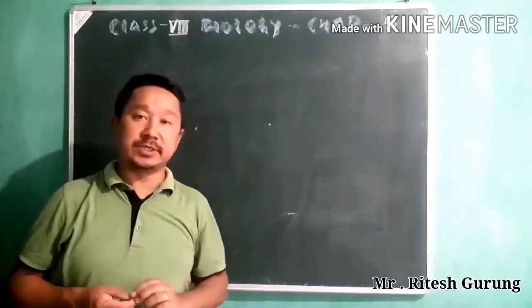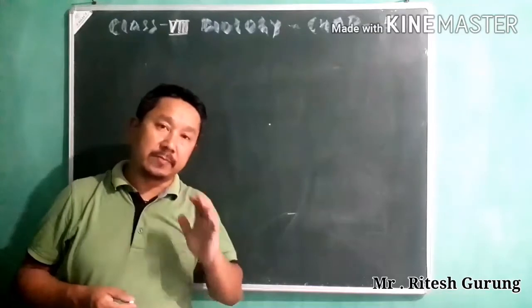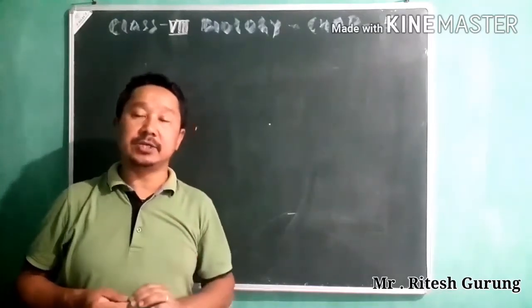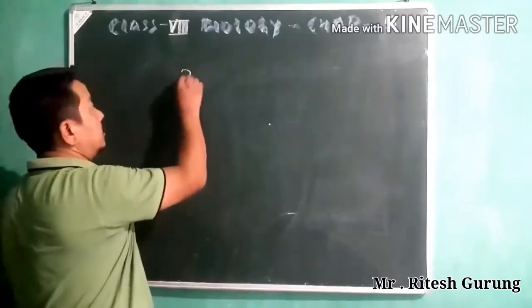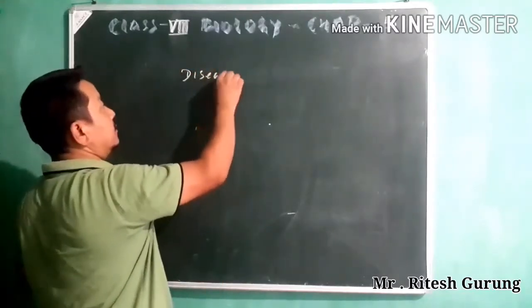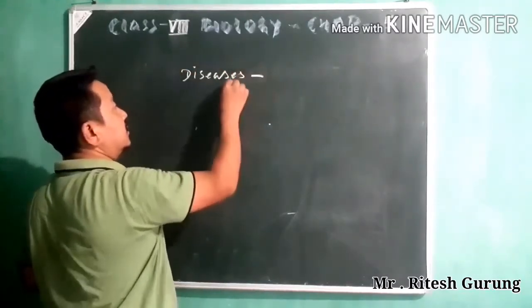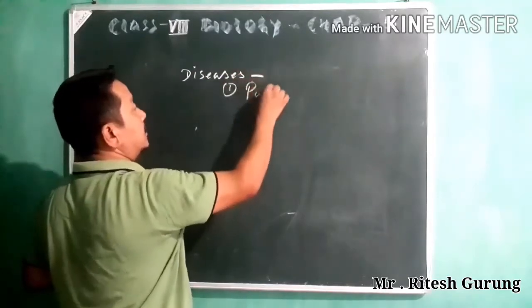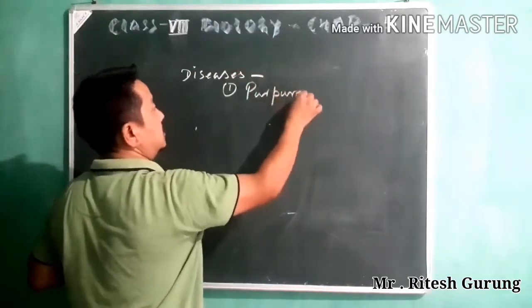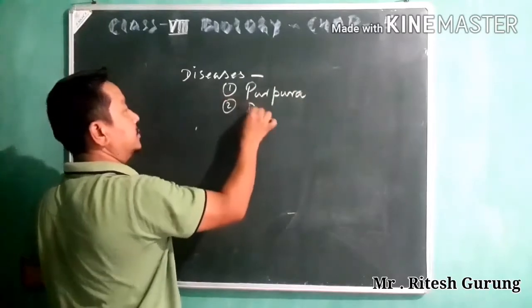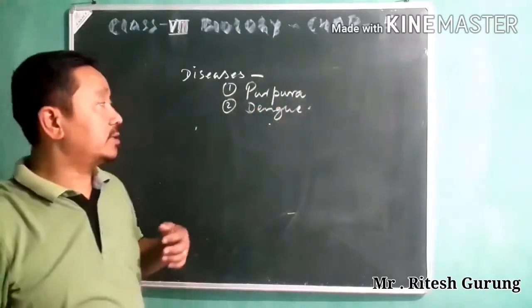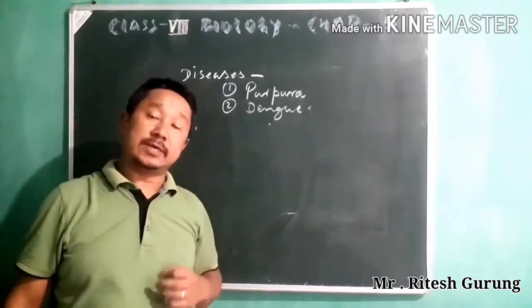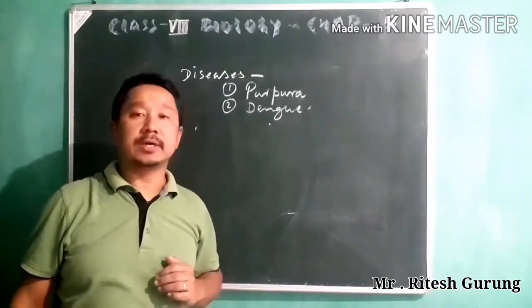There are two diseases where the number of platelets gets badly reduced to a great extent. They are purpura and dengue. Okay, so these are the two diseases where the number of platelets gets badly reduced to a great extent.